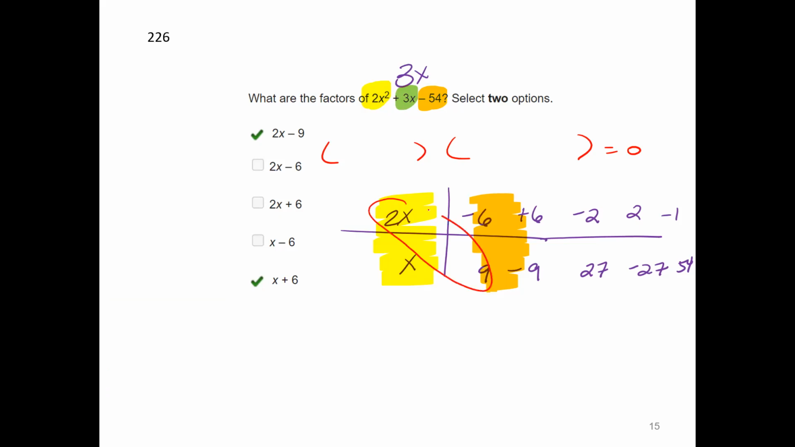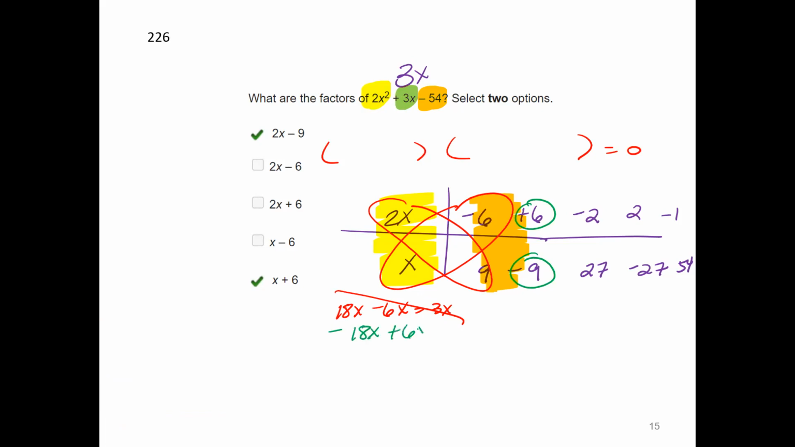So if I cross multiply this and I add them together, 2x and 9 is 18x minus 6x. Does that give me 3x? No. So guess what? That's not a good option. So let's try the next one. 2x times negative 9 is a negative 18x. X times 6 is a positive 6x. Does that equal positive 3x? No. So that's not a good option. So don't use that one. Let's go into the next one.